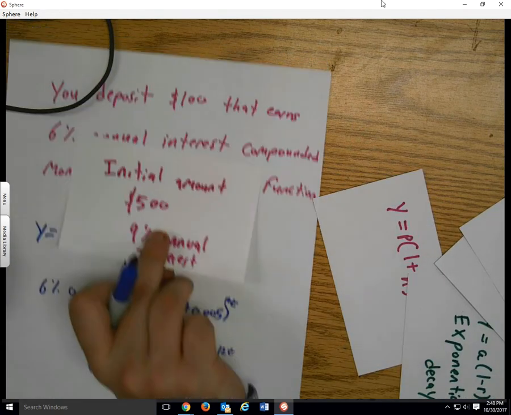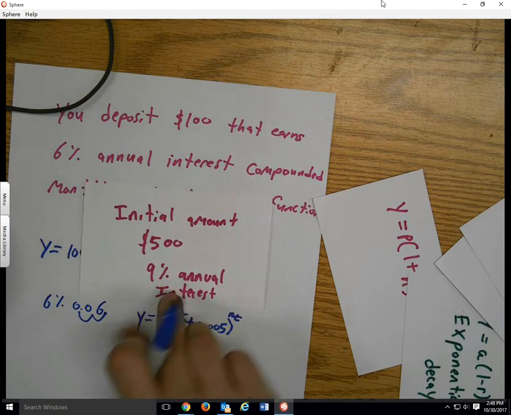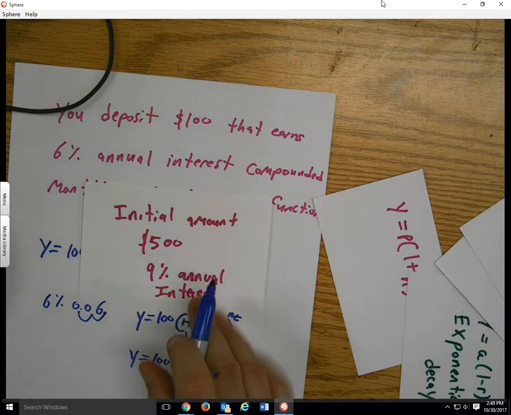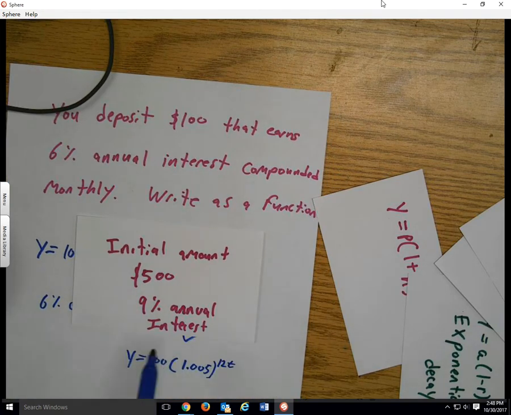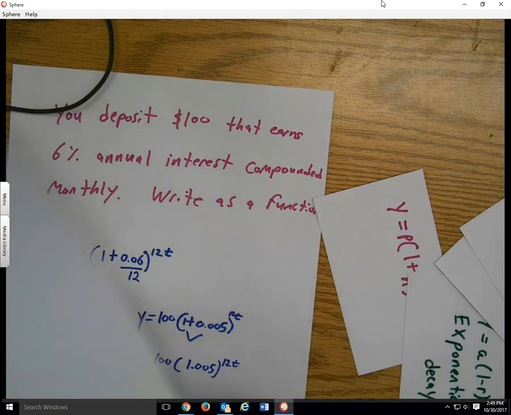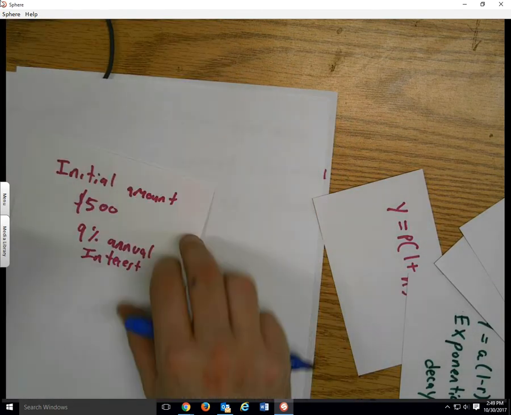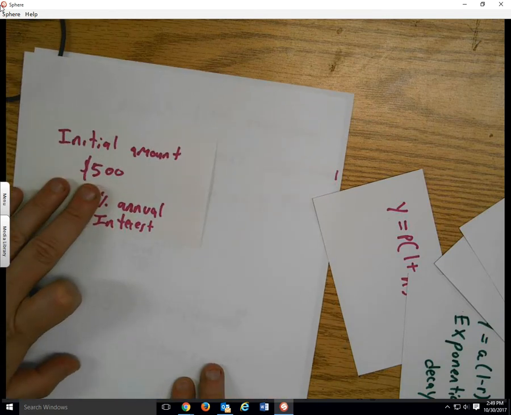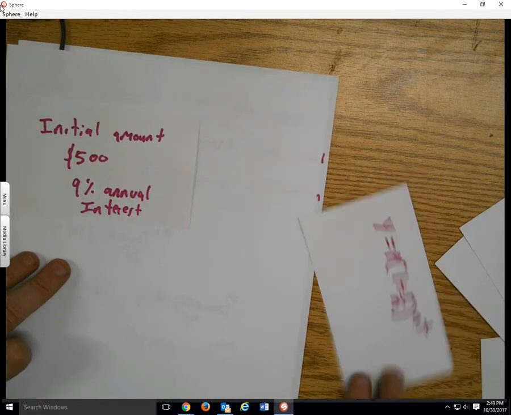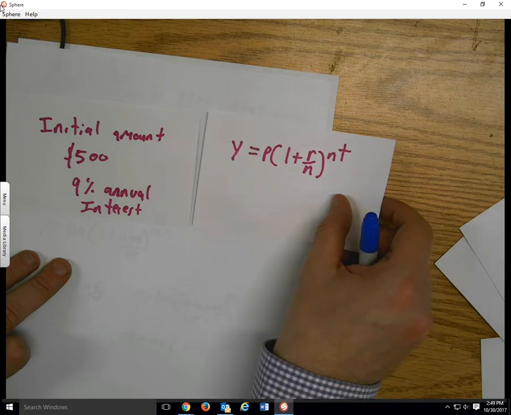We'll take the same question, but the initial amount will no longer be 100. We'll change the initial amount to 500. And the annual interest rate will be 9%. But otherwise, the question will be identical. So let's see what we get here. I don't really even need to look at the question if I just keep those things in mind. The initial amount is 500. So we need to take the formula, though. That's what we do need.